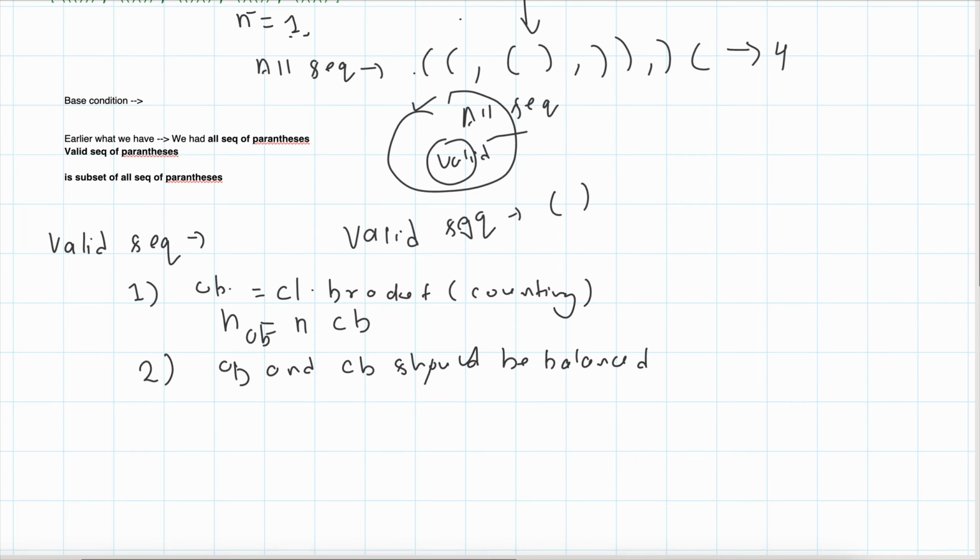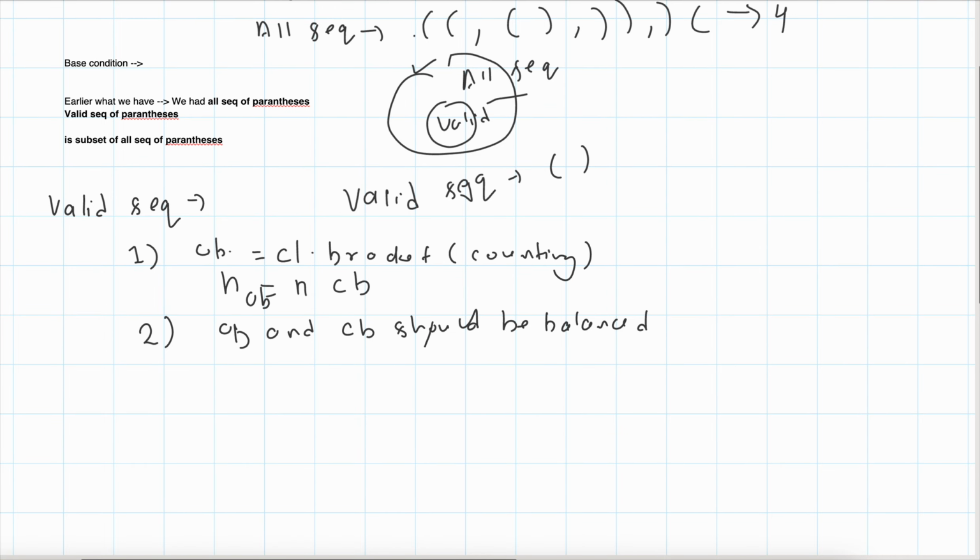What does it mean? It means that if we have an opening bracket left, then after that only one closing bracket can be done. It cannot be like there are two closing brackets afterward and before we have one opening bracket only. So this is not balanced.